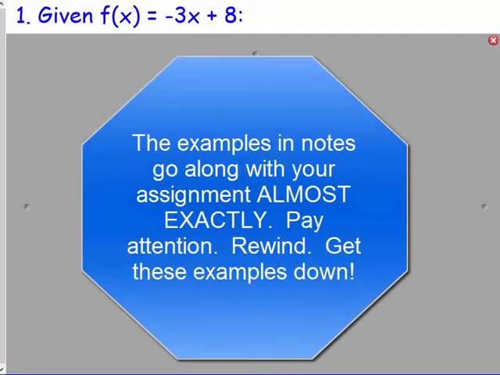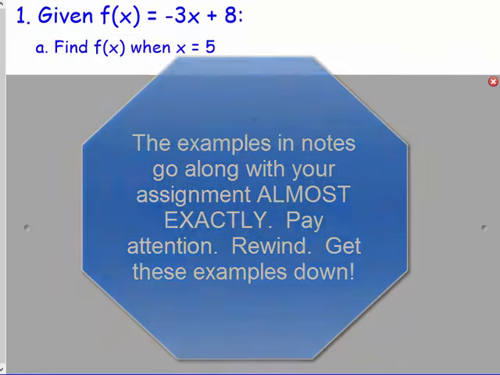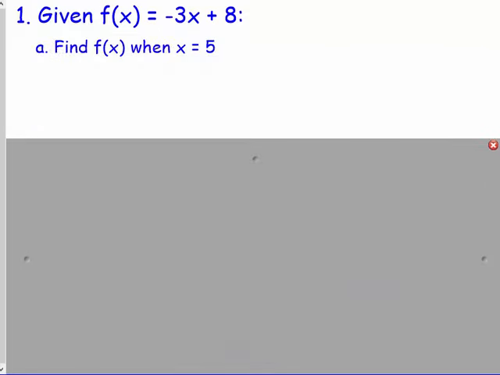Now notice, instead of giving you y equals negative 3x plus 8, I've given you f of x equals negative 3x plus 8. That's the only thing that changed. And so this says, find f of x when x equals 5. This is no different than other things that you would have done in the past. When x equals 5, I want to know what f of x is. And so what I'm obviously going to do is substitute 5 in for x, and that means I'm going to substitute it in everywhere I see x.